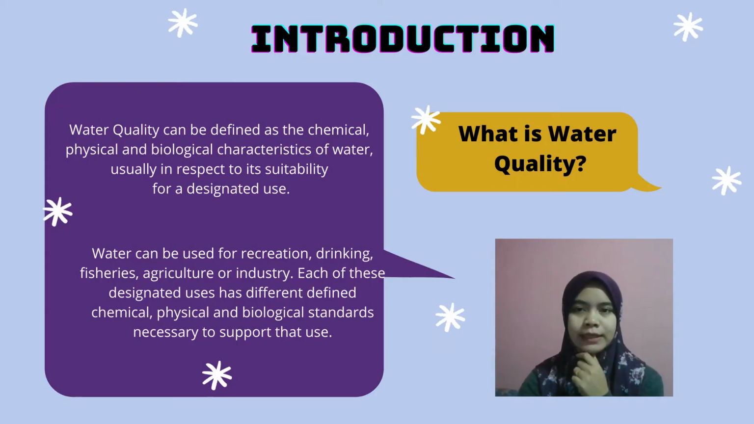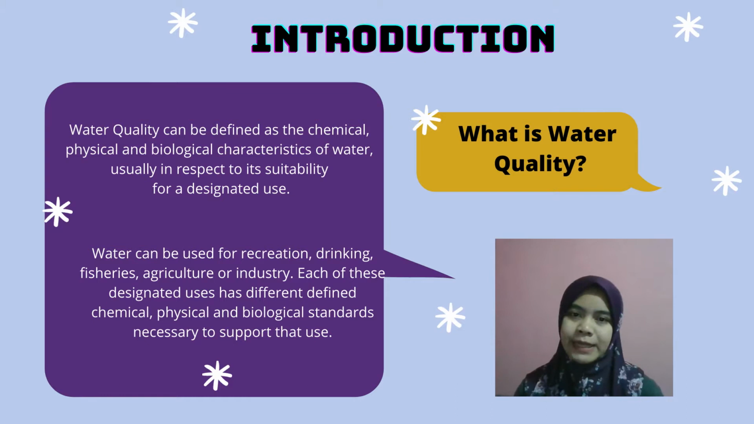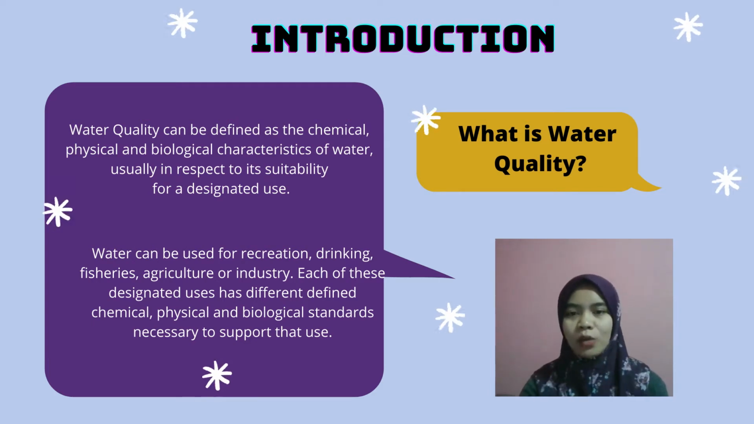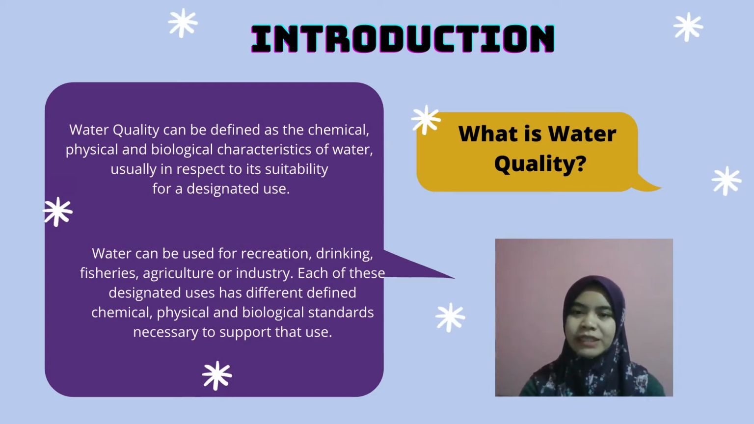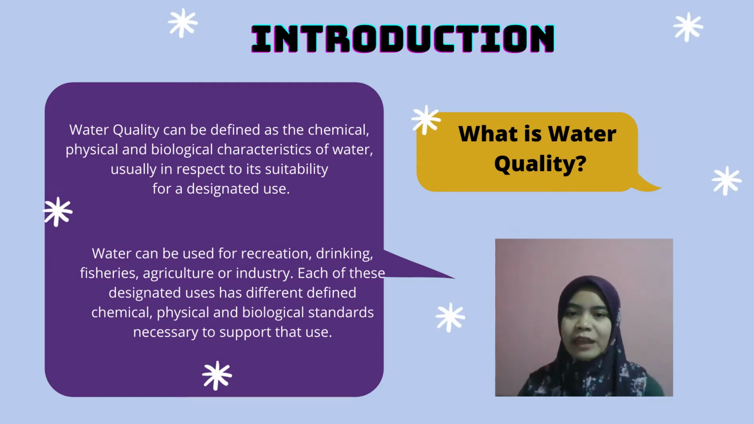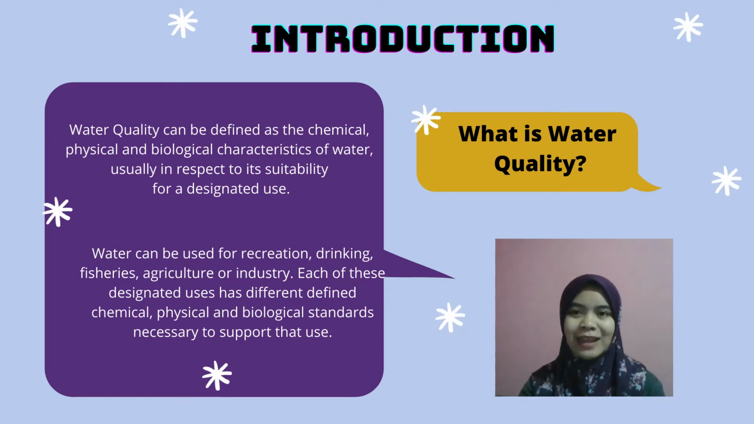What is water quality? Let me explain. Water quality can be defined as the chemical, physical, and biological characteristics of water. It is usually in respect to its suitability for designed use. Water can be used for recreation, drinking, fishing, and agriculture or industry. Each of these designed uses has a different defined chemical, physical, and biological standard necessary to support that use.